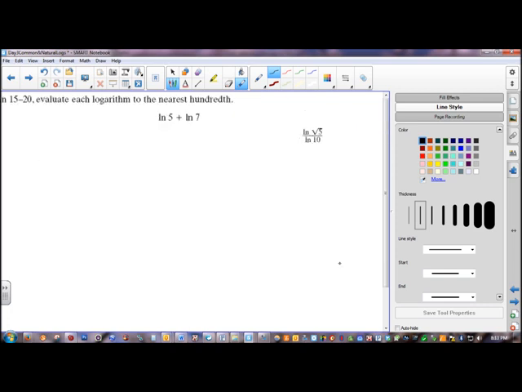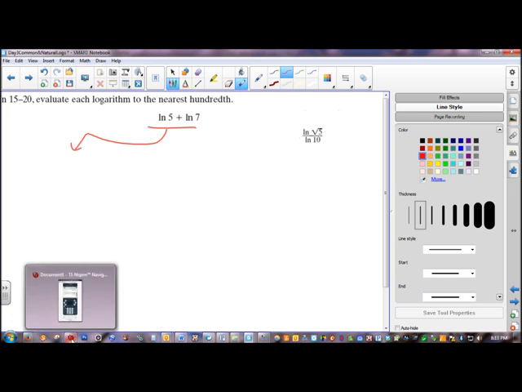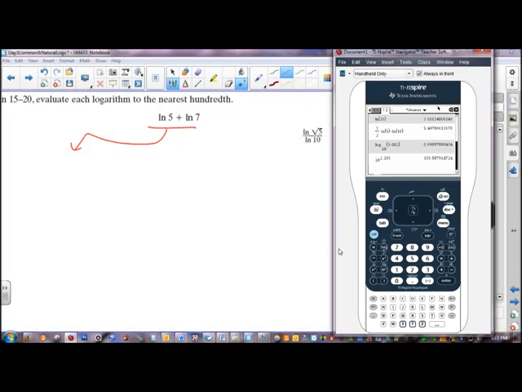Another one, actually not another one like that. We've got one where we can go one of 2 ways with this problem, so I'll show you 2 different ways to do this. We can either evaluate it separately. We can ask our calculator for the natural log of 5 and get an answer, ask our calculator for the natural log of 7 and get an answer, and then add those 2 numbers together.